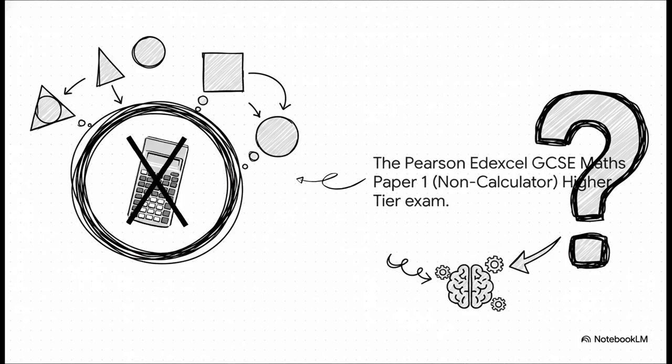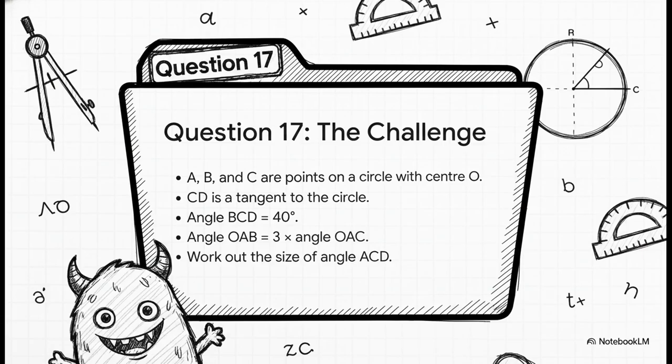So, where's this from? We're looking at a higher tier paper. And get this, it's non-calculator. That means it's all about pure problem solving and really knowing your geometry. And here it is, our challenge for today. Question 17. This is a classic circle geometry problem, and it's worth a solid 4 marks.